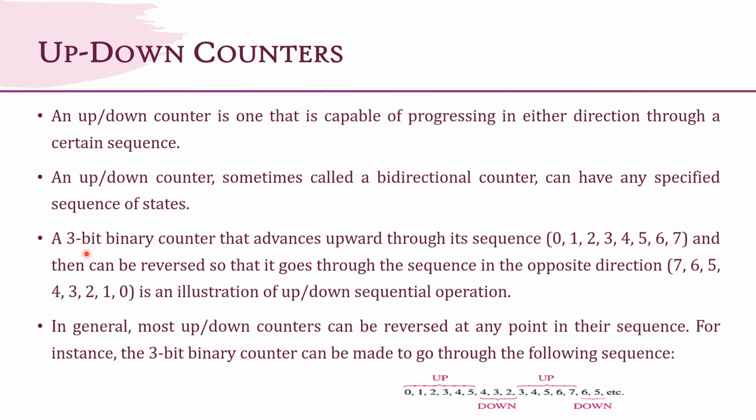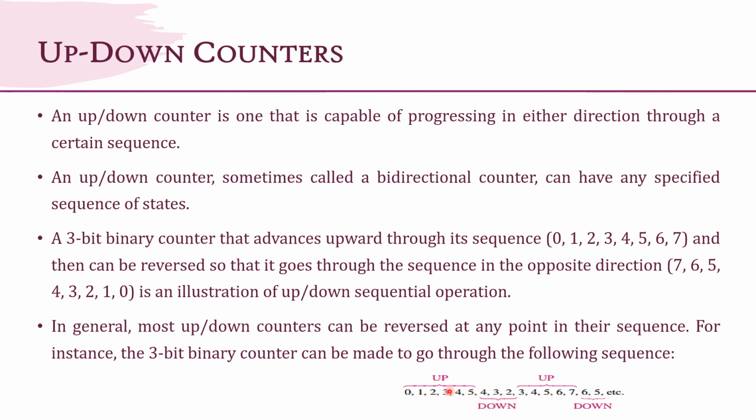For example, a 3-bit binary counter can advance upward through its sequence 0, 1, 2, 3, 4, 5, 6, 7 and then can be reversed so that it goes through the sequence in the opposite direction, that is 7, 6, 5, 4, 3, 2, 1, 0. It is an illustration of up-down sequential operation. In general, most up-down counters can be reversed at any point in the sequence.